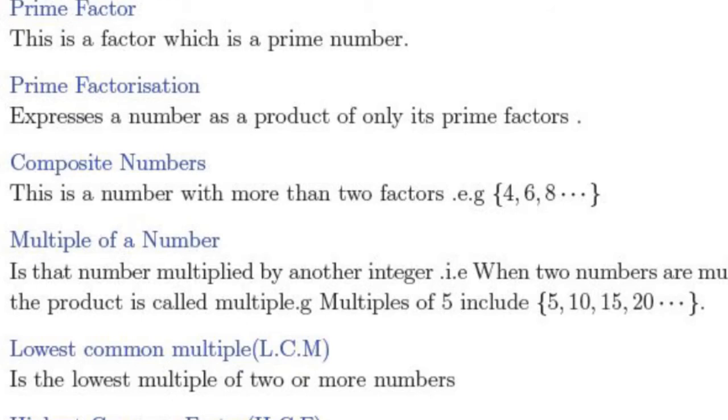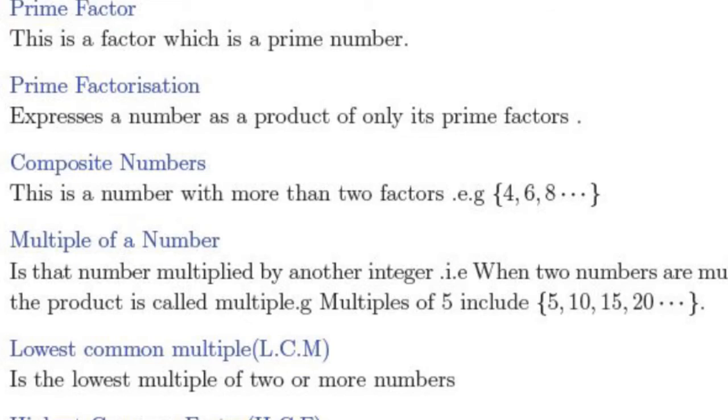We have seen a definition of prime. So that are prime in nature. Then we shall look at prime factorization, that is expressing the numbers in terms of their prime factors. Then we have what we call composite numbers. Composite numbers are numbers with more than 2 factors. So long as a number has more than 2 factors, it is called a composite number.